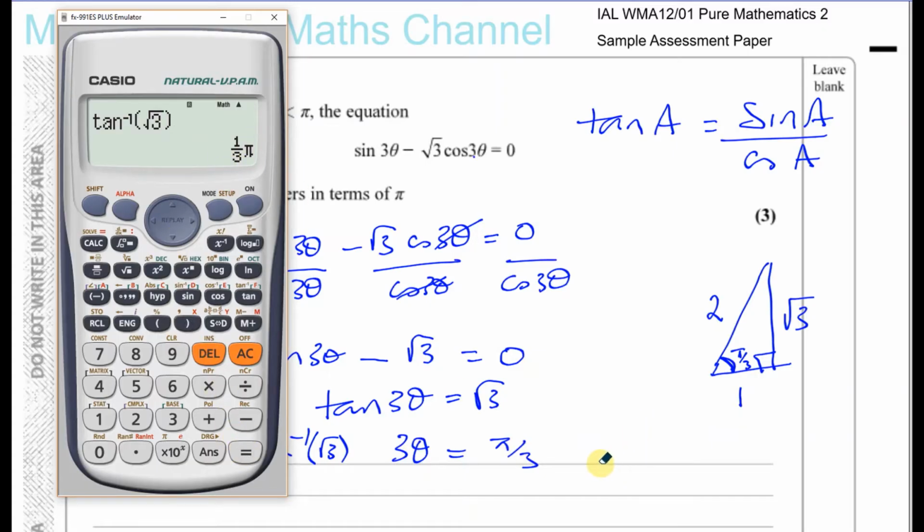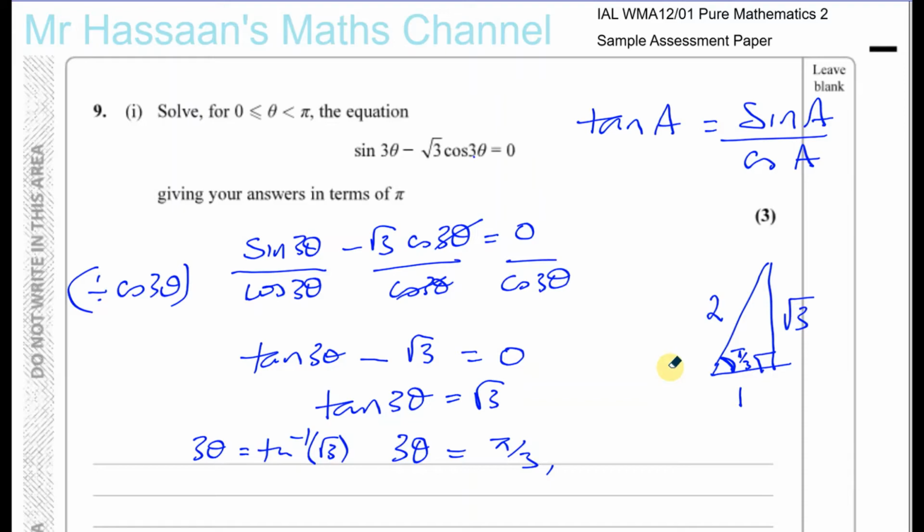Now for the tangent curve, it's really simple. You have one main angle, and every other angle from there is 180 degrees, which is pi radians, more than this angle. So pi over 3 plus pi will give you the next time that the angle gives you root 3 as its ratio, and then adding another pi will give you the next time.